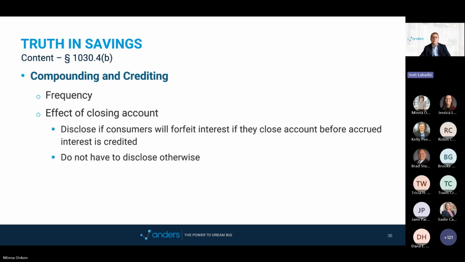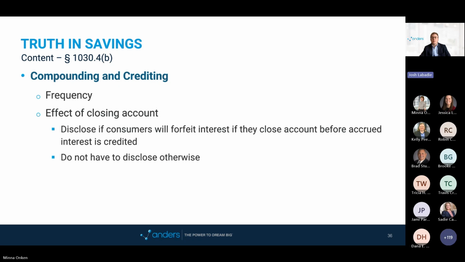Compounding and crediting of interest. So compounding is referring to how often the accrued interest is added to the account balance. And then crediting is how often the interest is actually made available to the customer. They don't have to be the same. Usually we see monthly or quarterly for either. Daily compounding and monthly crediting is common.